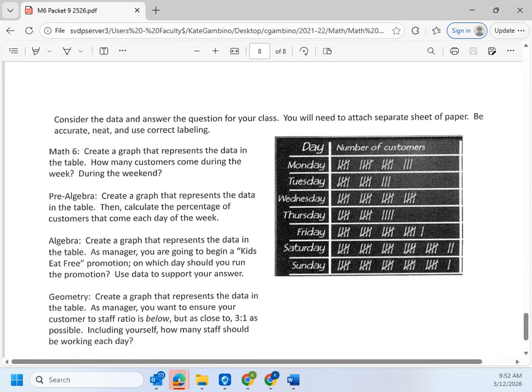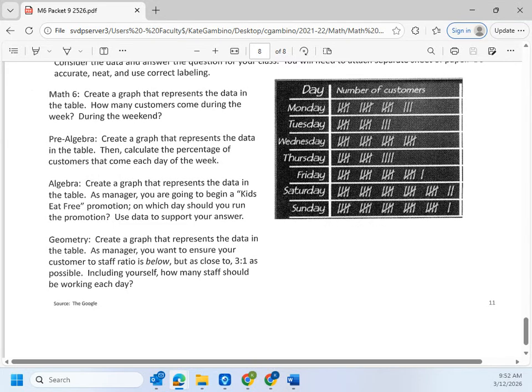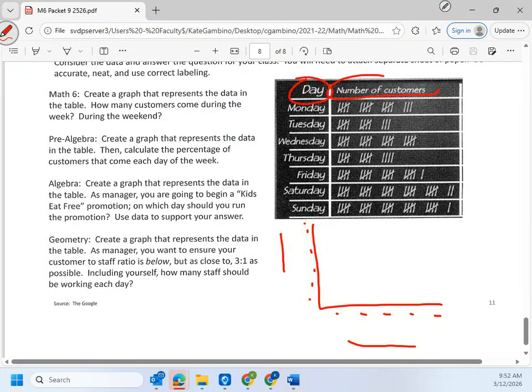And our last page, we have tally marks showing the number of customers on each day of the week. You need to make a graph, make a bar graph. Make sure when you make that graph and you're writing in your words here and you're writing your numbers here, you give a label. I need to know what those words are. I need to know what those numbers are. So make sure you label it.